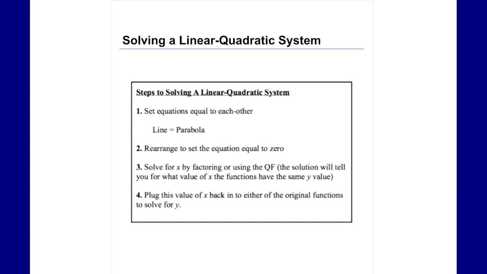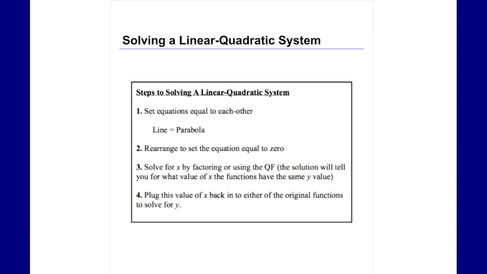So we're going to set the equations equal to each other, similar to what we just did, except it's going to be a line equal to a parabola. We're going to rearrange to set the equation equal to 0, so we're basically moving everything over to one side. We're then going to solve for x by factoring or by using the quadratic formula.